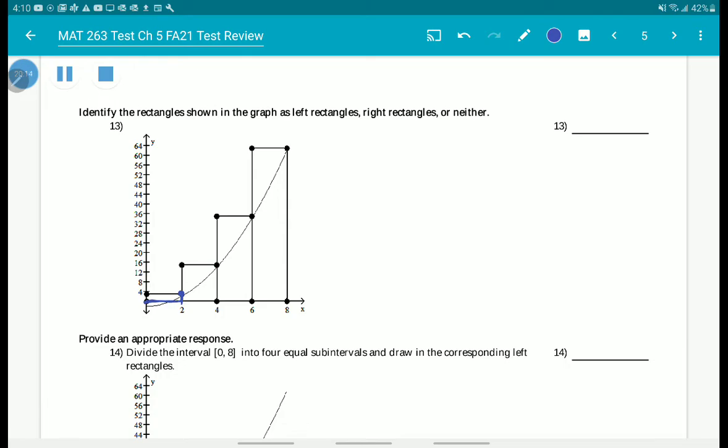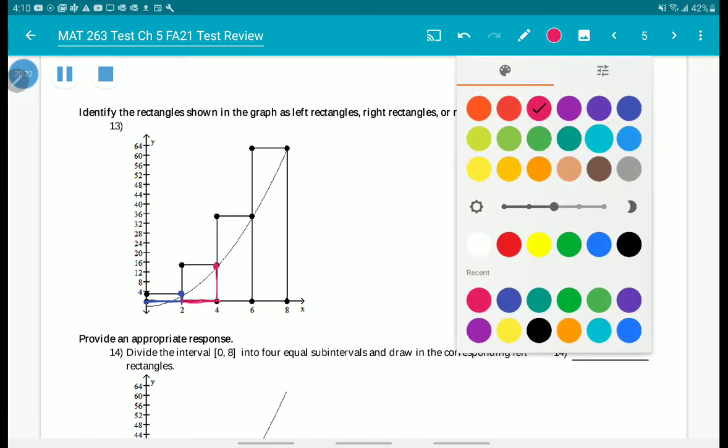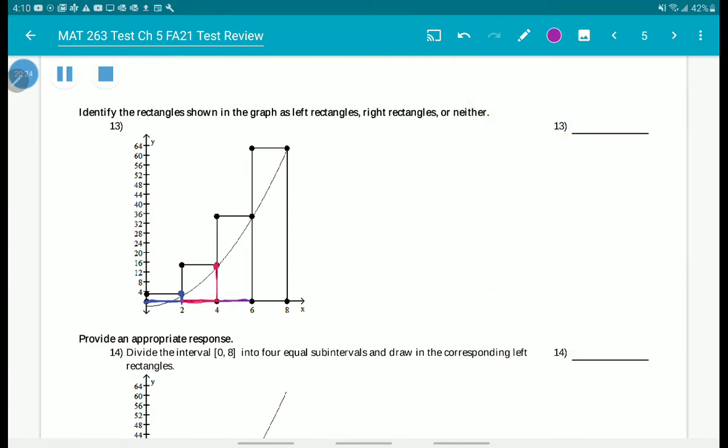The next interval is from 2 to 4. And notice I'm touching the curve at that right point. The next interval is 4 to 6. Again, I'm touching at that right point. And that last interval is 6 to 8. And once again, I'm touching at that right point. So these are right rectangles.